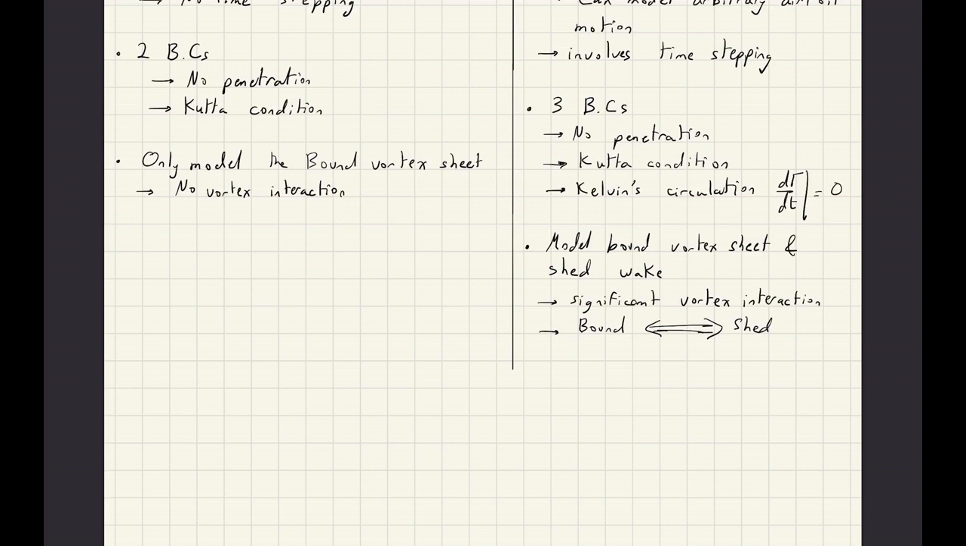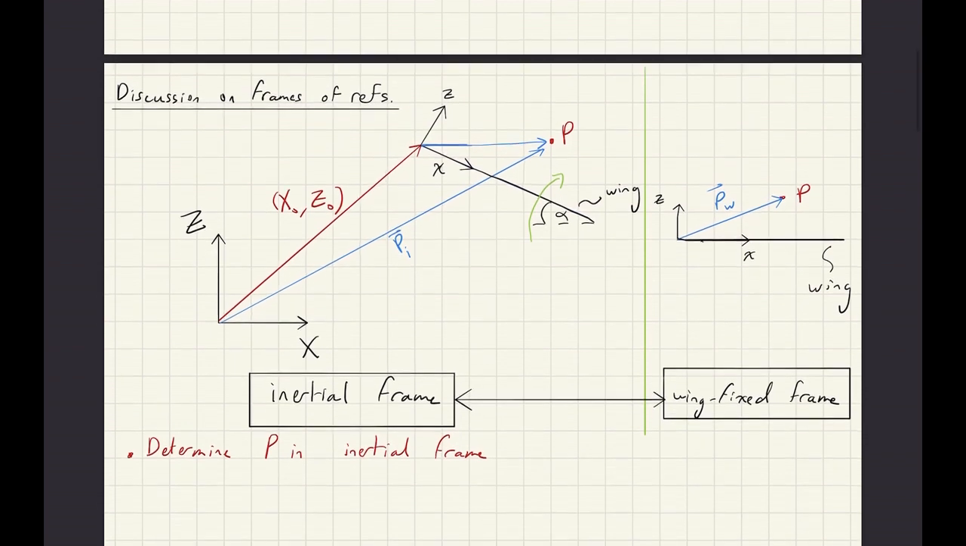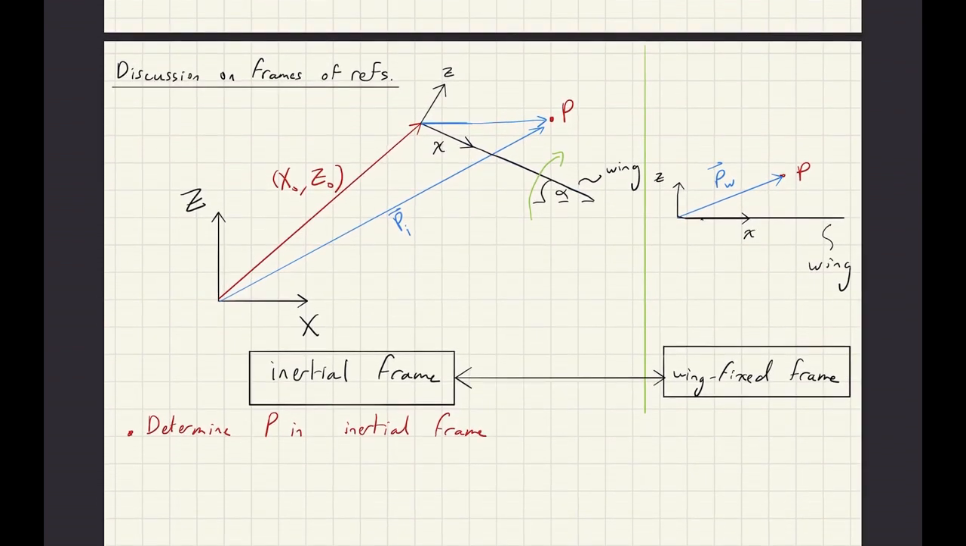So to start off, a really important thing in the unsteady panel method is being able to easily transfer between frames of reference, because in contrast with the steady panel method, where we have only worked in the wing fixed frame, which is this one, we didn't need to change frames of reference. We just purely worked in the wing fixed frame.